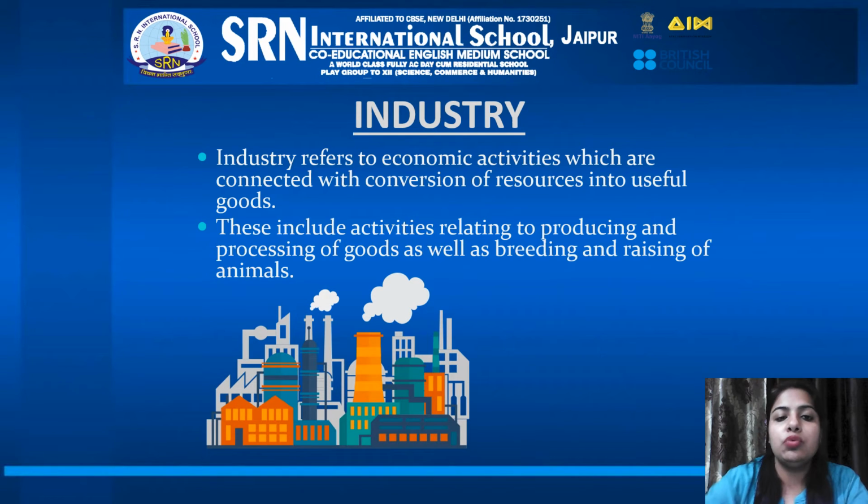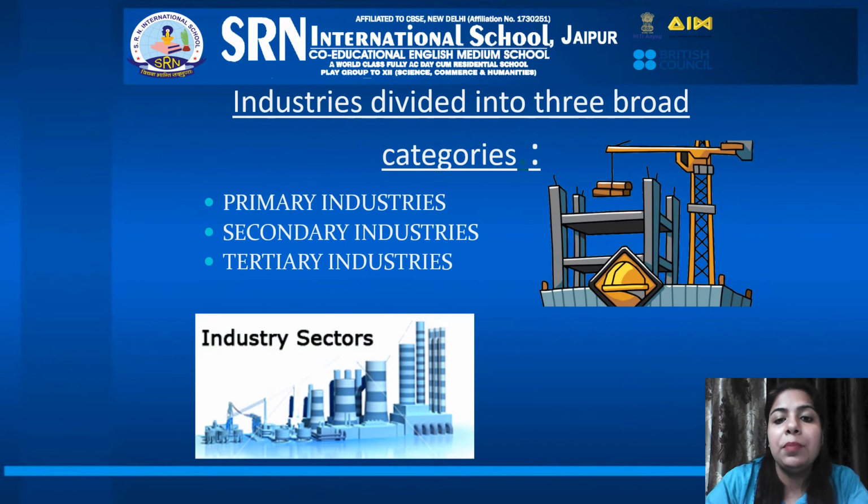Now, children, let us first understand what is industry. Industry refers to economic activities which are connected with conversion of resources into useful goods. Industry basically deals with producing goods and services. These include activities relating to producing and processing of goods as well as breeding and raising of animals also. That is why it is further divided into extractive industry, primary industry, secondary industry and tertiary industry. Now let us take first the primary industry.